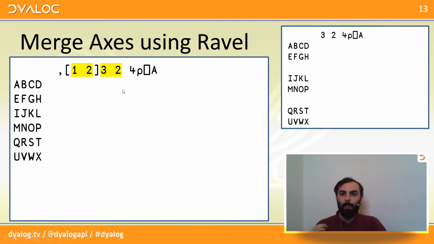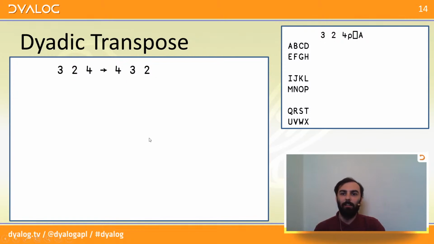Well, again, we want to ravel two-dimensional subarrays so that those two axes become one. But we're looking to merge the first two leading axes. It means to do it with rank, we have to move those axes to the end of the shape. And this is where dyadic transpose comes in.